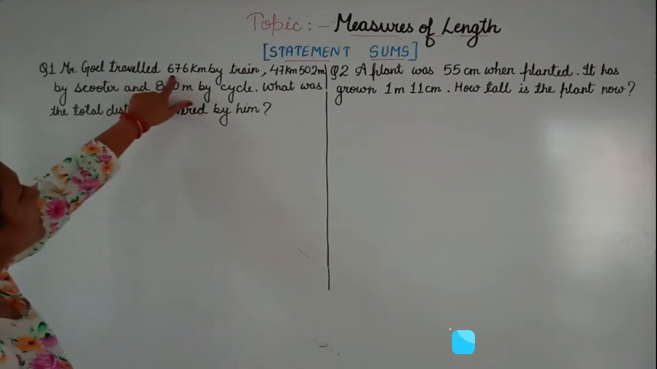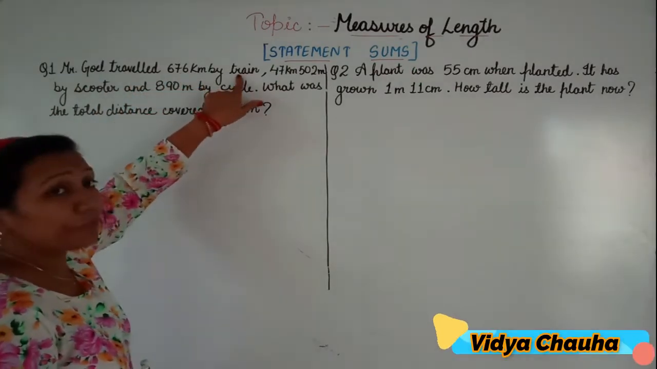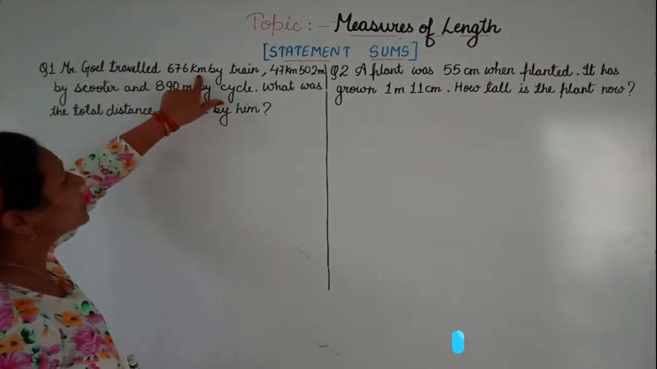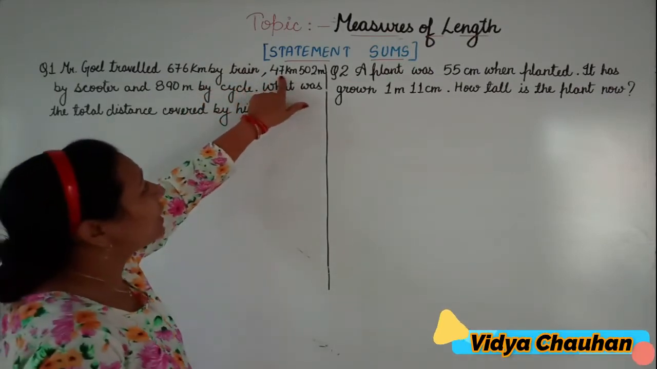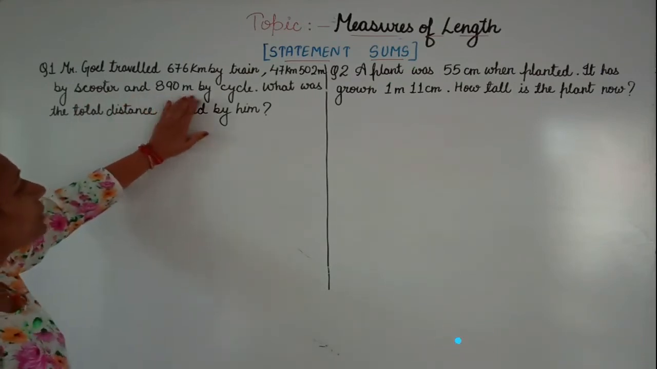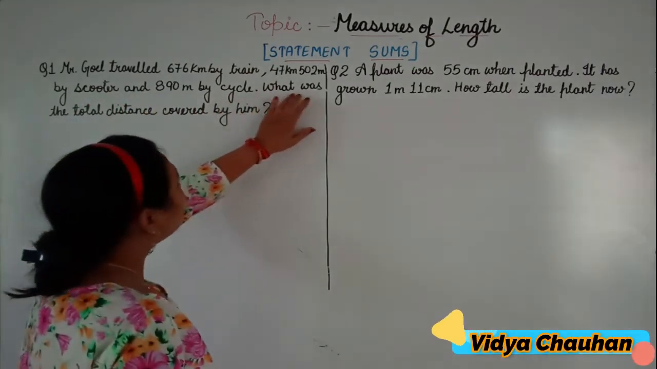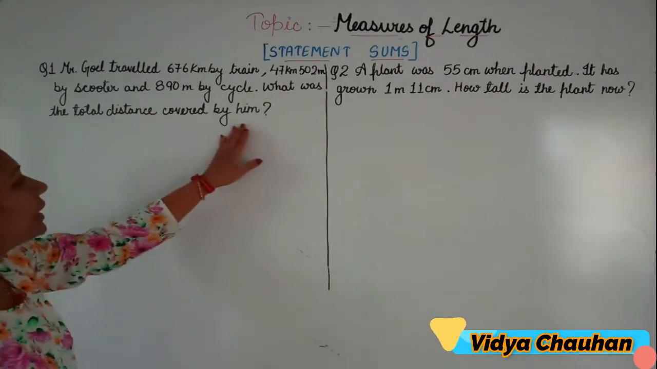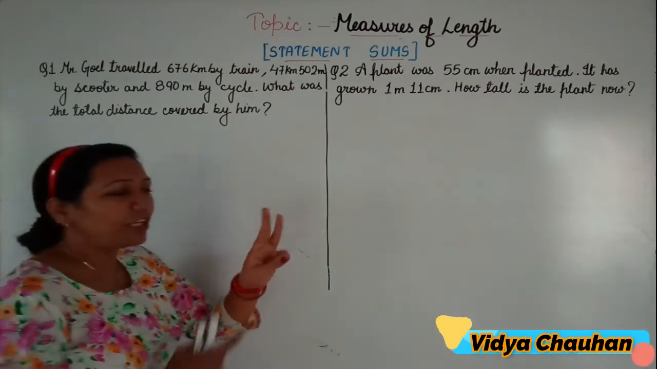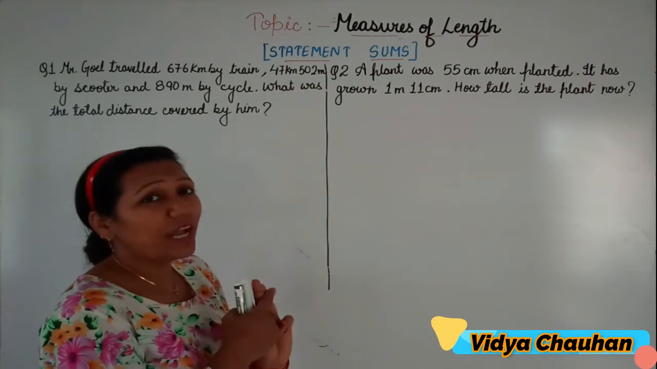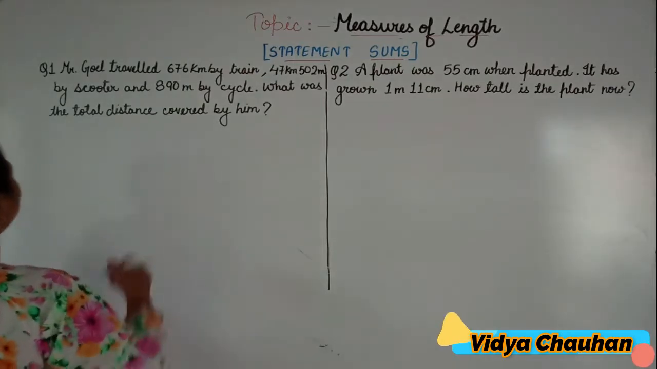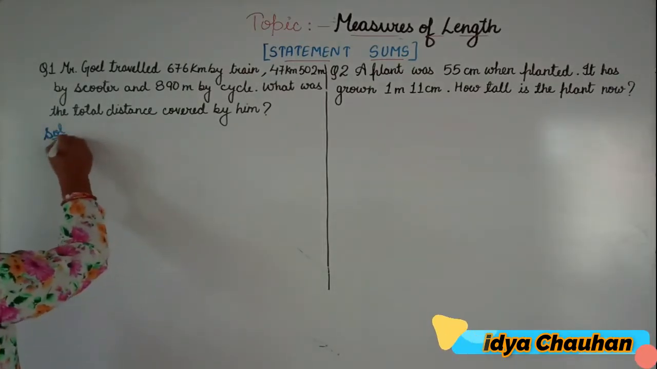Mr. Goyal travelled 676 km by train. So Mr. Goyal is having a travel, and how much he travelled? He travelled 676 km by train, 47 km and 502 meters by scooter, and 890 meters by cycle. What was the total distance covered by him? Since he covered the distance by three different transport mediums, train, scooter and cycle, we have to find what is the total distance covered by him. So making the statements here, since it is a statement problem, we have to make its statement.